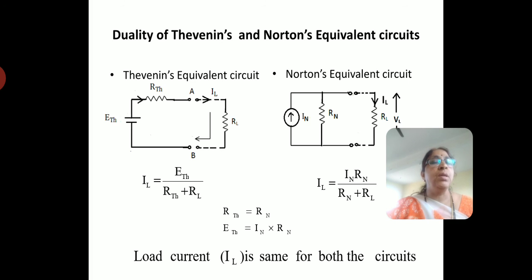By comparing these two equations, we get ETH is equal to IN into RN and RTH is equal to RN. It means that Thevenin's resistance and Norton's resistance are the same, and Thevenin's voltage is equal to Norton's current into Norton's resistance. Hence, we can easily convert from a Norton's equivalent circuit into a Thevenin's as well as from Thevenin's to Norton's. The same current flows across both circuits, hence we can easily convert from one to another.